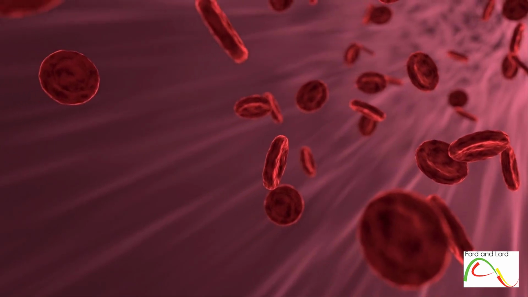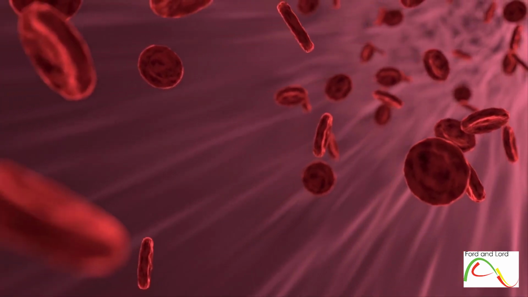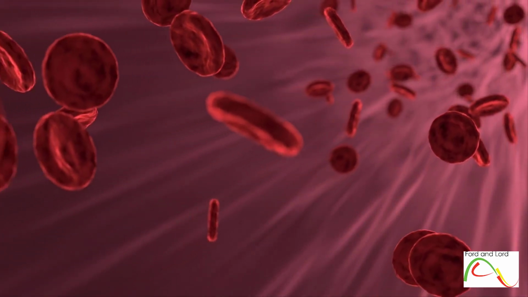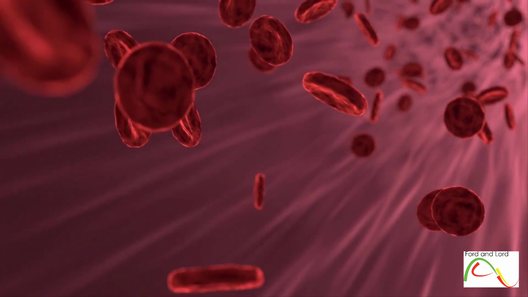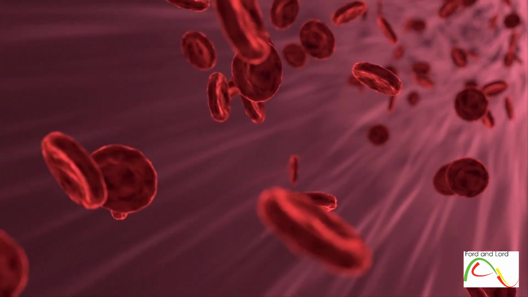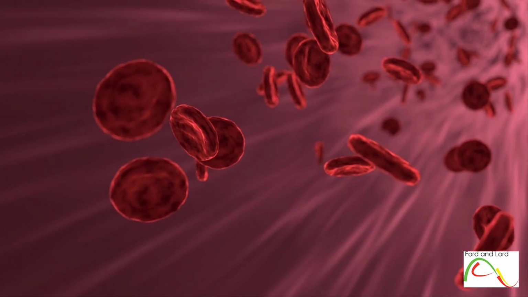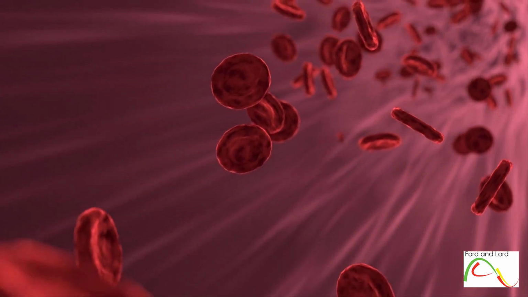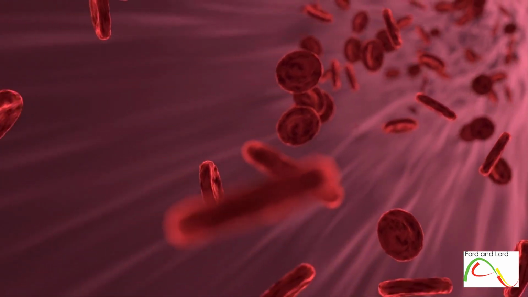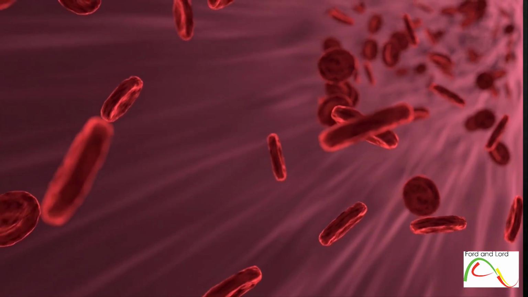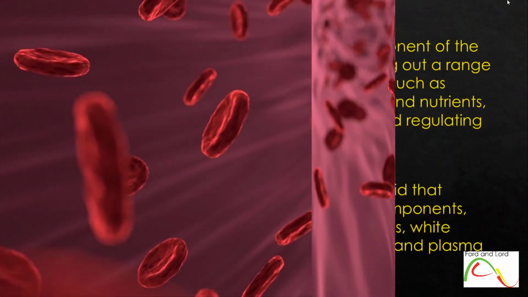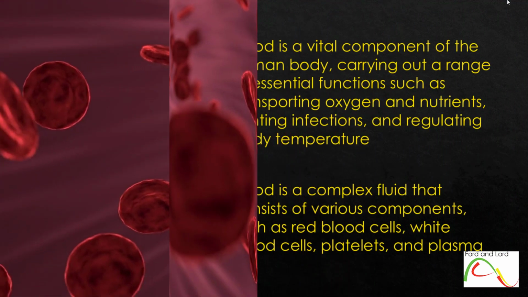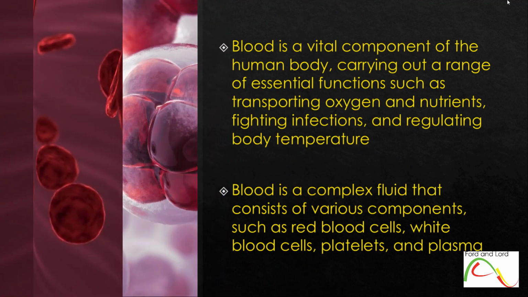The circulatory system is responsible for delivering oxygen and nutrients to different parts of the body through blood vessels. Blood is a complex fluid that consists of various components, such as red blood cells, white blood cells, platelets, and plasma. In this article, we will explore the different components of blood, their functions, and how blood is produced.